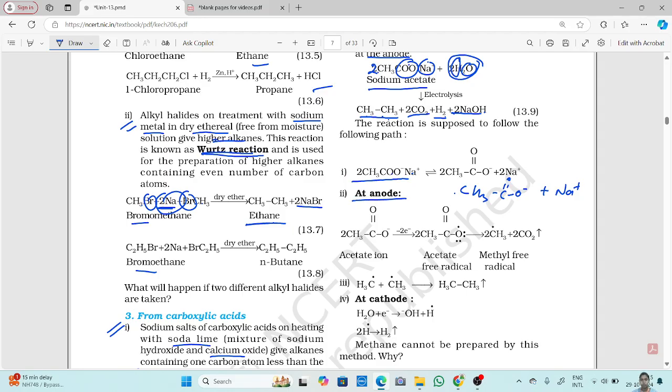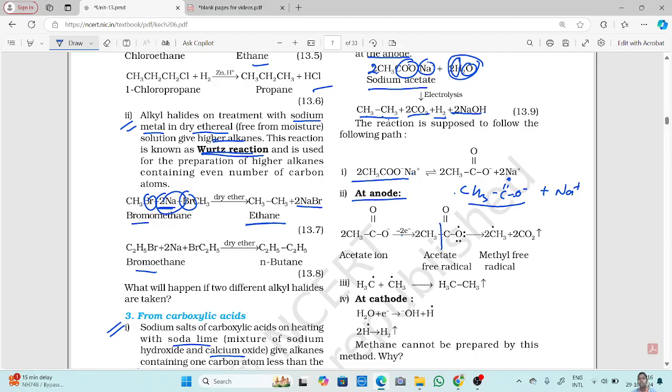Now at the anode, this CH3COO minus loses 2 electrons. Okay, and this is an acetate ion, it will become an acetate free radical. It will lose 2 electrons. Now once it loses 2 electrons, what will happen is this will break.